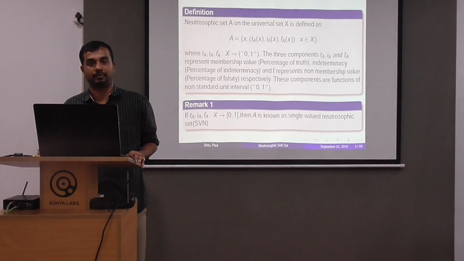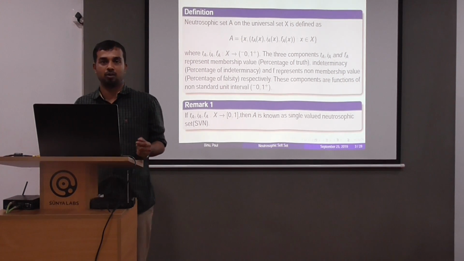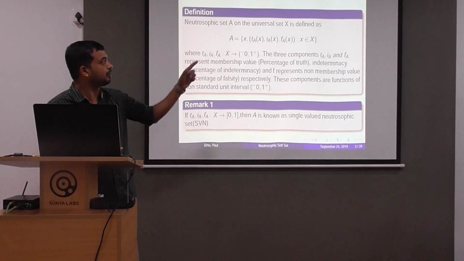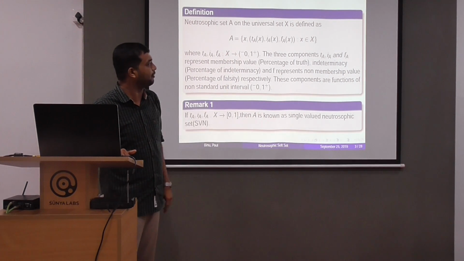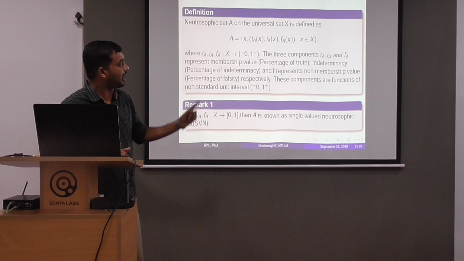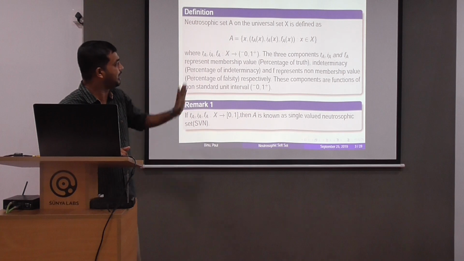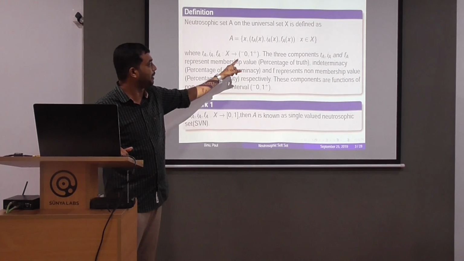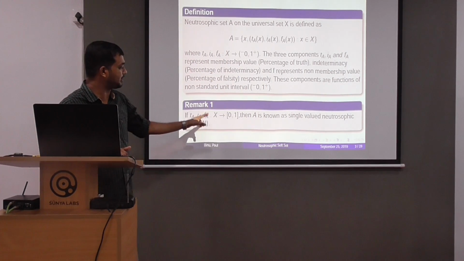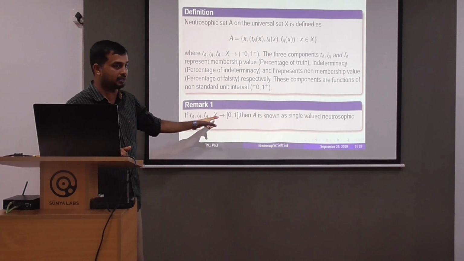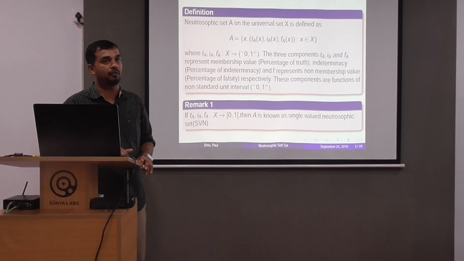Next, reference. Start with a simple definition, Neutrosophic set. Let X be a universal set. Then every element of a set is characterized by three components. We call them T, I and F. T represents the membership of truth, I is indeterminacy, F is falsity. These three are functions from x to -0 and 1+. These are non-standard intervals. If these three are functions from x to the closed interval 0, 1, then A is known as a single valued Neutrosophic set.